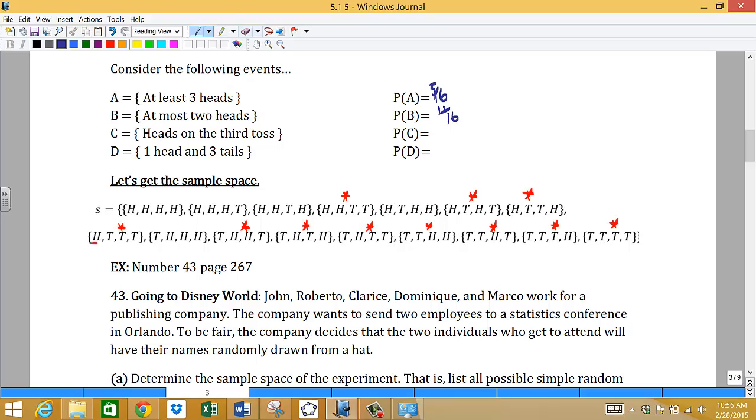And then heads on the third toss. Let's get rid of all these stars and count the ones with heads on the third toss. I'll put a star on each of them again.